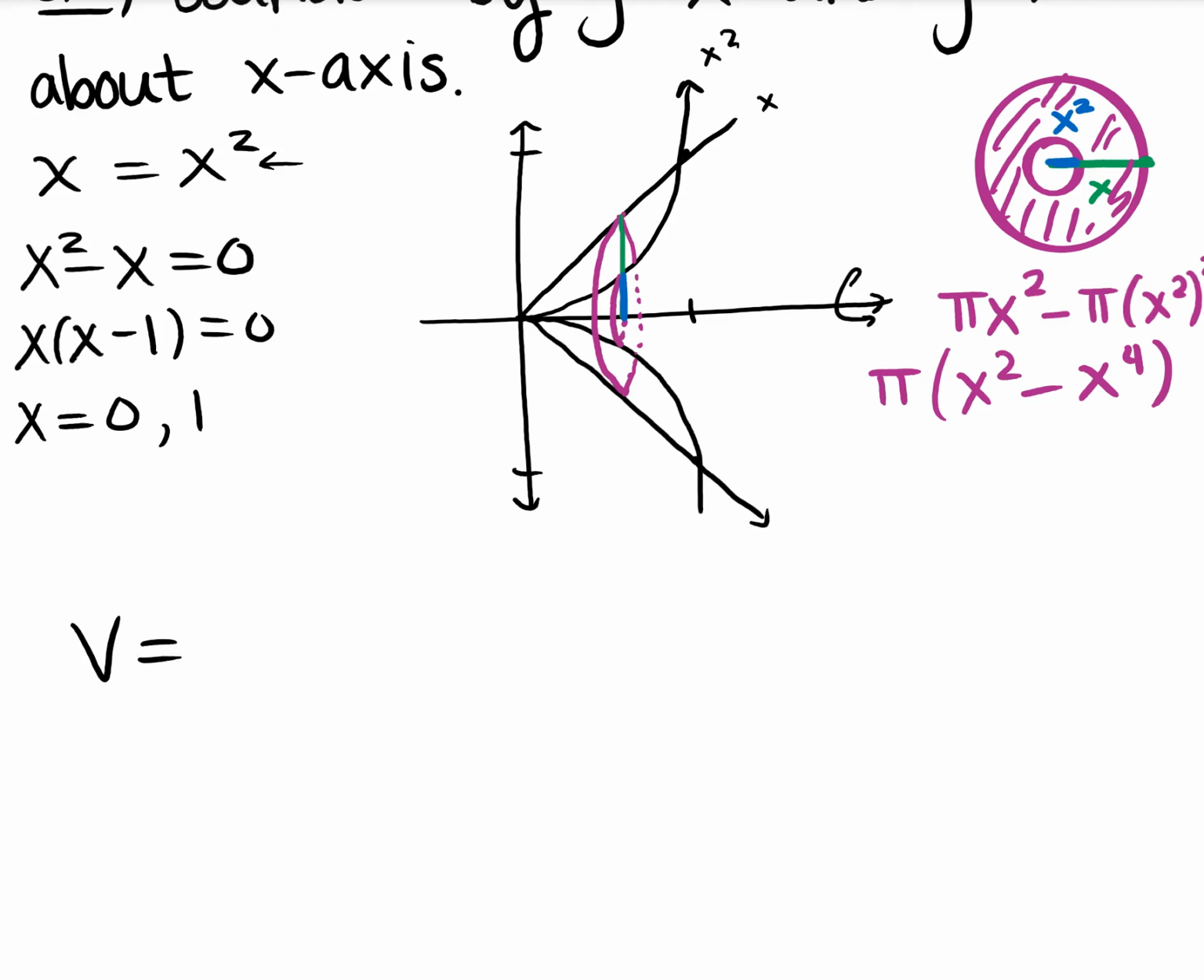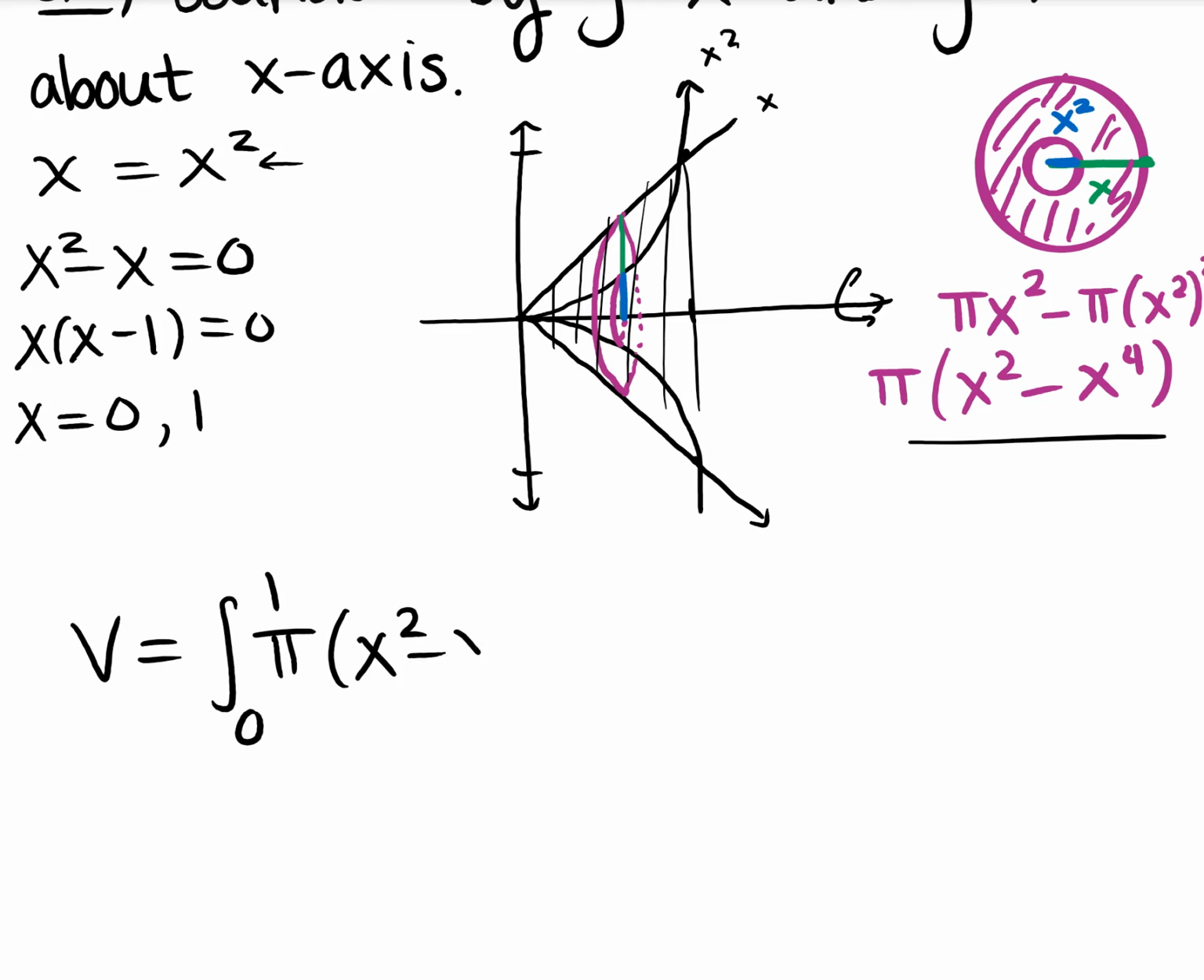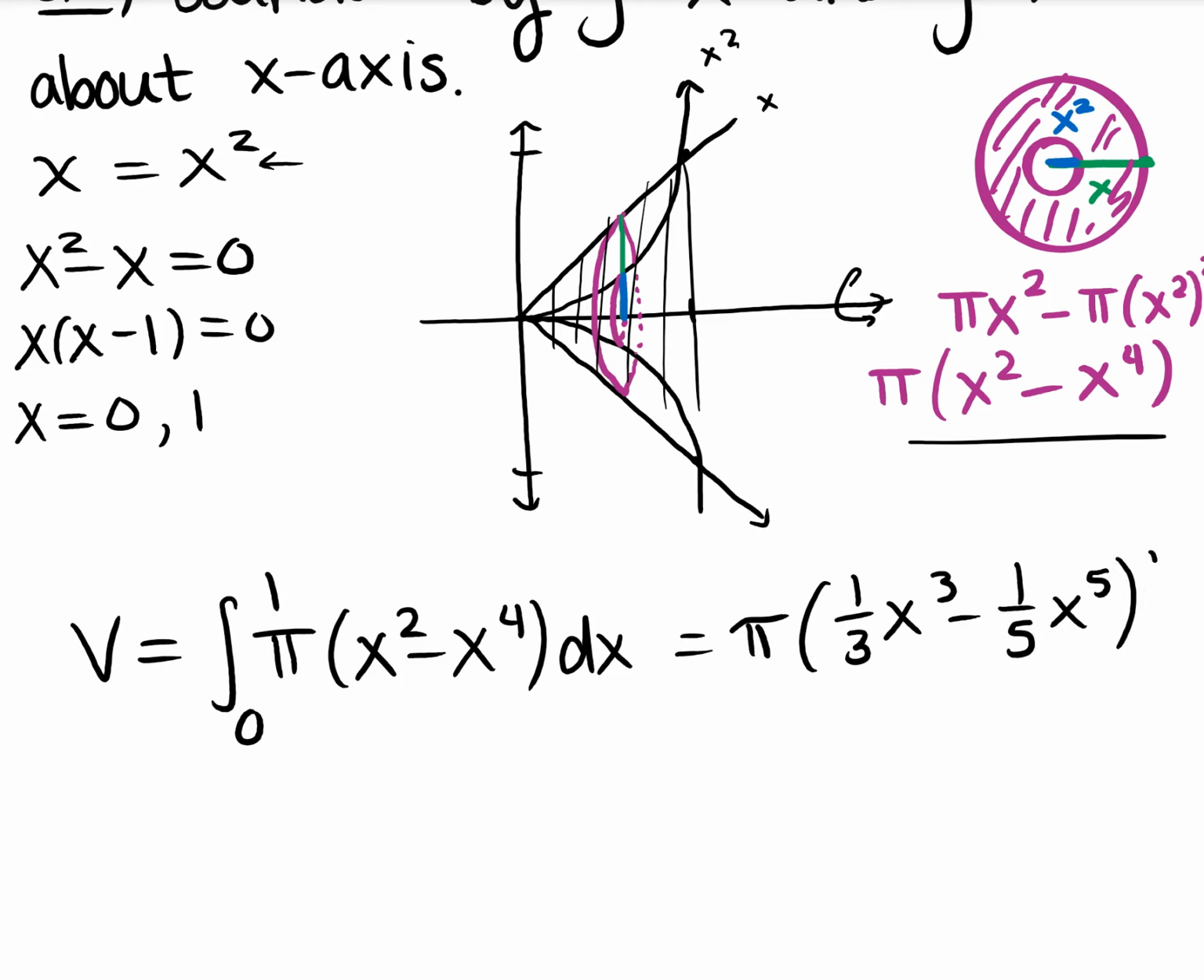And again, I'm slicing here. So where can I take these washers from? I can take them from 0 to 1. Okay, so I can take them from 0 to 1, and then I'm just going to integrate this right here. I'm basically adding up all of those areas of the washer between 0 and 1. So we get pi, remember that's just a constant that just hangs out, 1/3 x cubed minus 1/5 x to the 5th, all from 0 to 1.